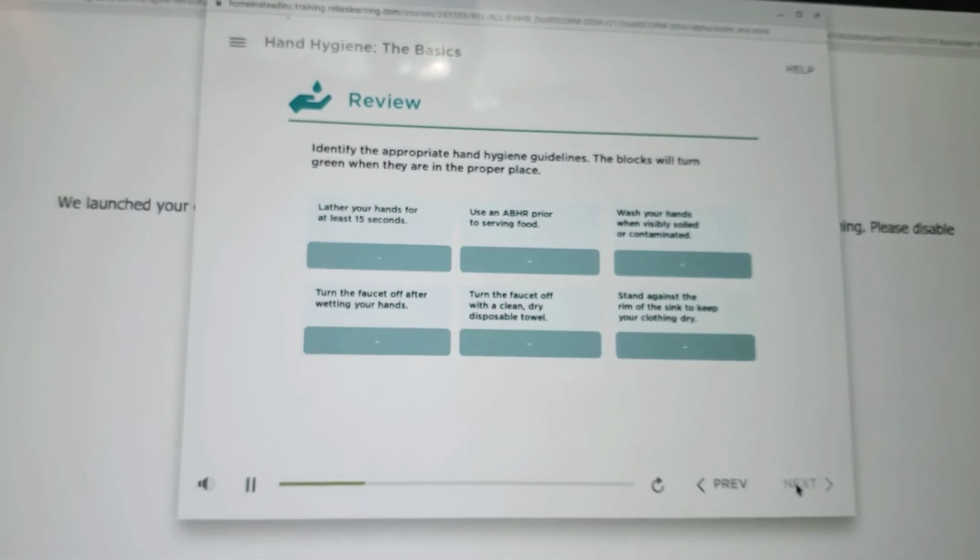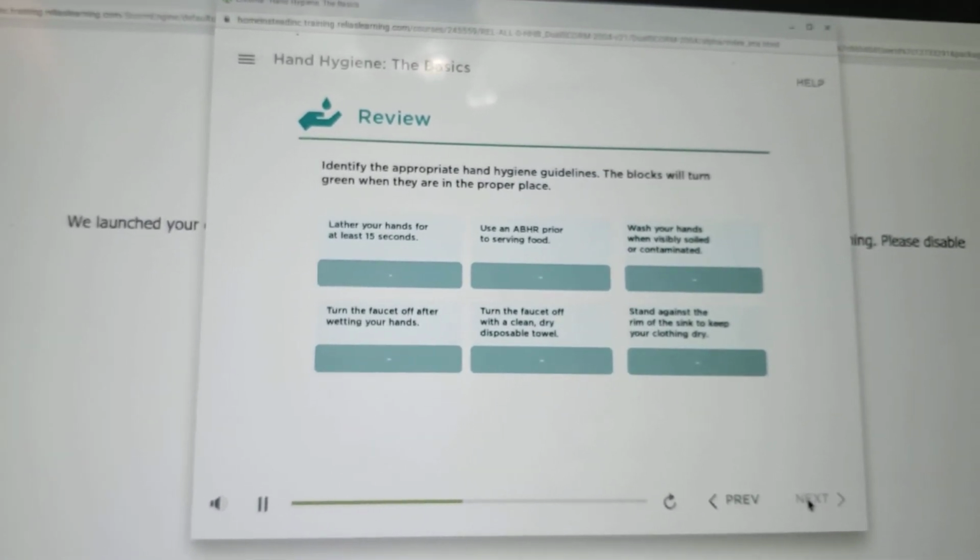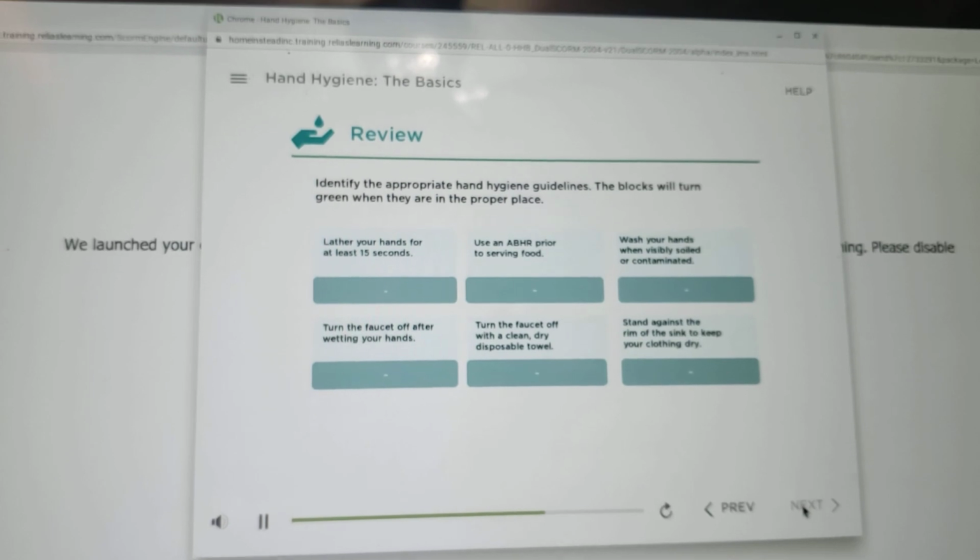Review. Identify the appropriate hand hygiene guidelines. The blocks will turn green when they are in the proper place.